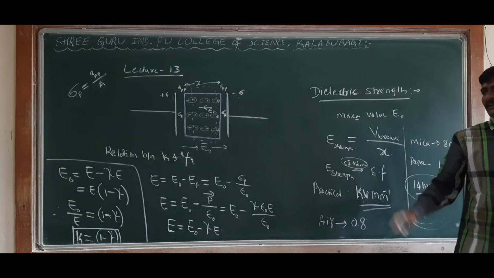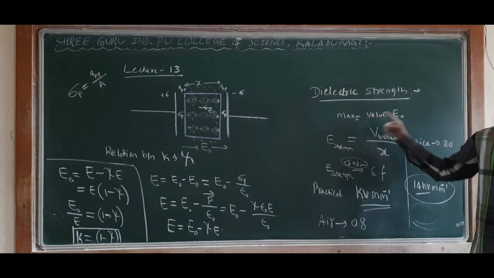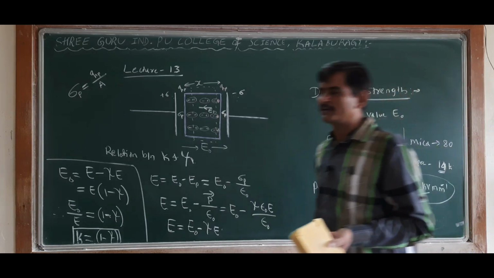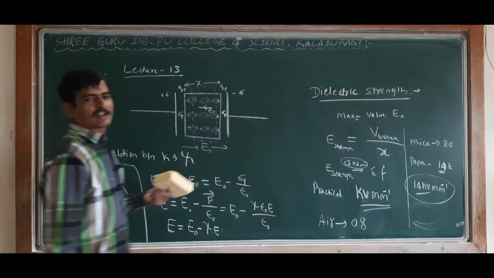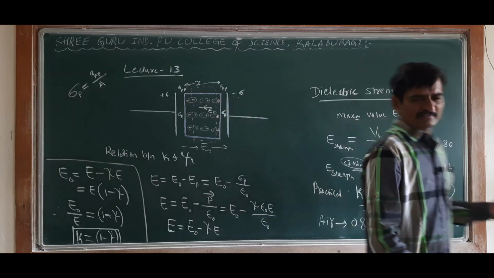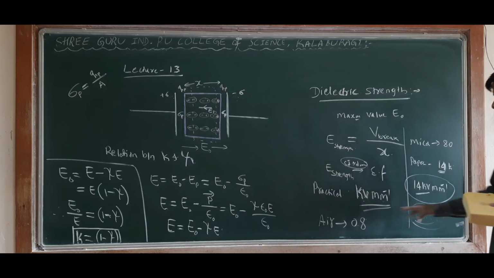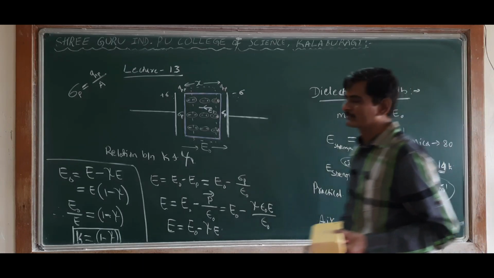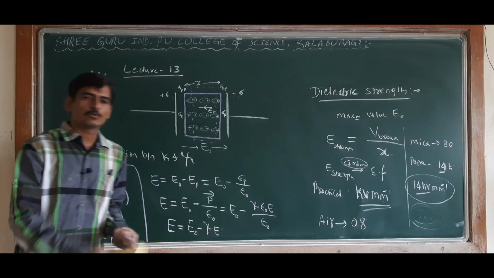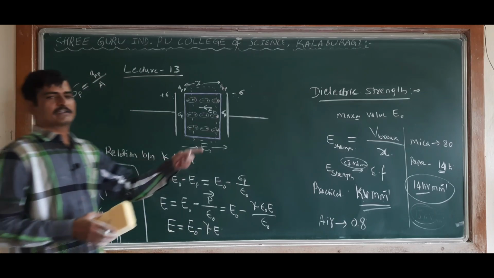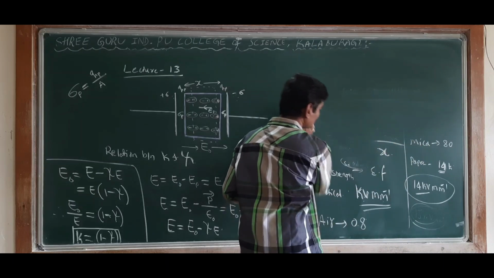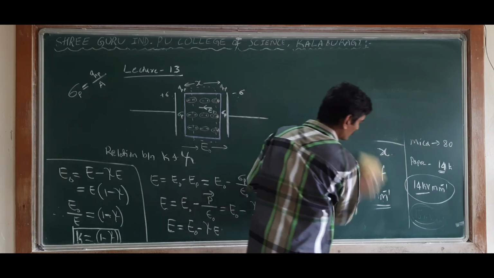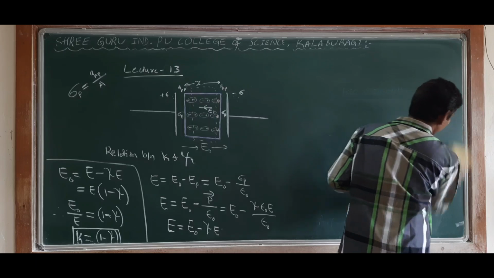Understood? The dielectric strength is nothing but the maximum value of electric field that can be applied to a dielectric without its dielectric breakdown. Understood? So these are some values for dielectrics, and the practical unit of dielectric strength is kilovolt per millimeter. Understand all this concept. Now one more concept I will explain.